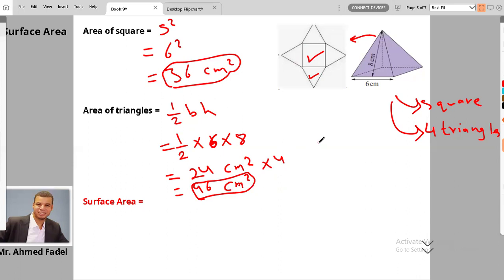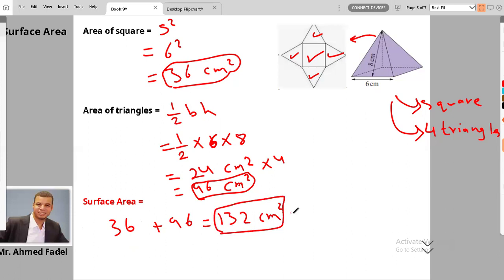Did I finish? No, you have not finished yet. You need to add the 5 together. What are the 5? The 4 triangles that we've got, which is 96 centimeters squared, and the area of the square, which is 36 centimeters squared. You add all of them up, which gives you the surface area. So surface area is actually 36 plus 96, which is going to give you 132 centimeters squared. This is the surface area of this square-based pyramid.